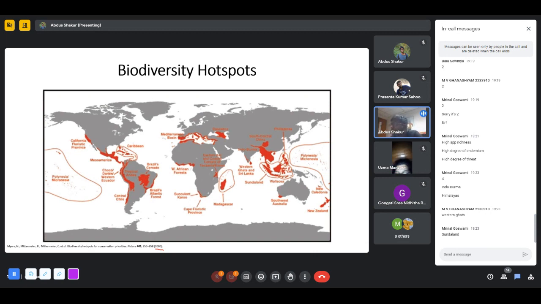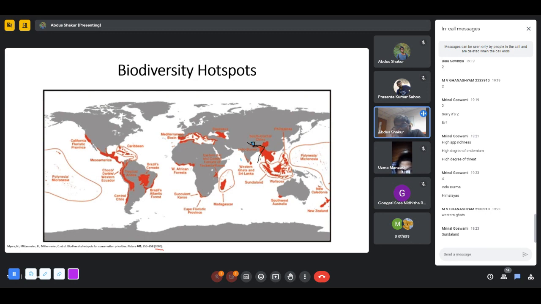Okay, someone pointed out Western Ghats. Let's start from the south. Okay, Western Ghats in Sri Lanka. So this is one. Let me just write it down there. Yes, Western Ghats is one. Okay, Indo-Burma is two. Let me just change the color. So Indo-Burma is two. Okay, the Indian subcontinent ends here.